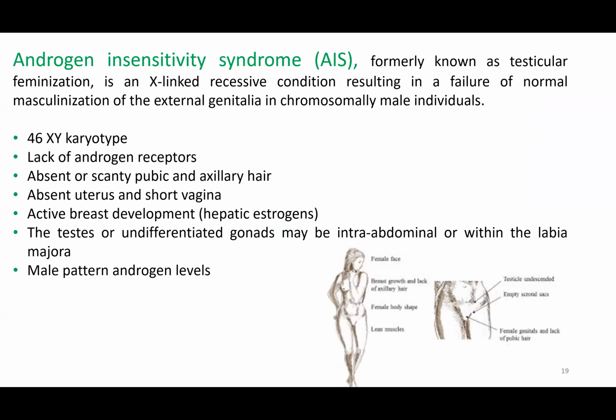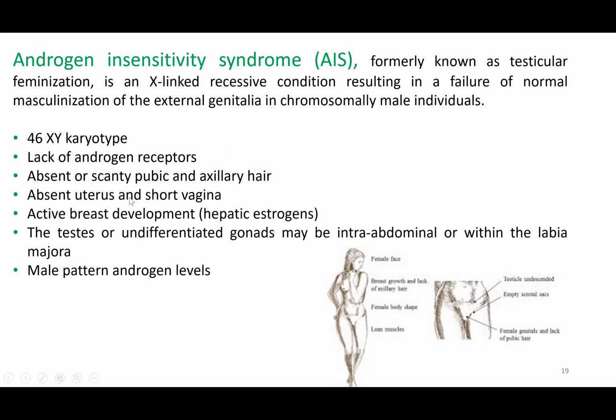The second is the androgen insensitivity syndrome, which was previously known as testicular feminization. Here, the karyotype is a male karyotype, 46XY. However, the phenotype is a female phenotype. The androgen receptors are lacking, which could be complete or partial. That's why it's called androgen insensitivity syndrome. There is androgen, however, there is no response to the androgen.